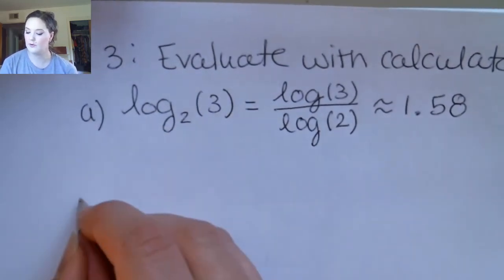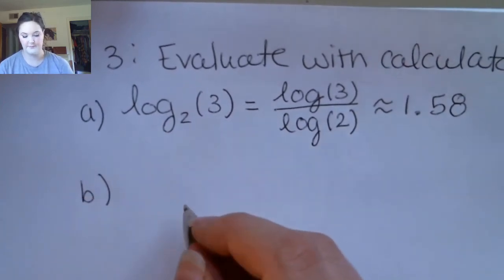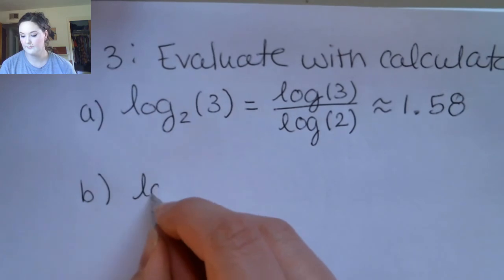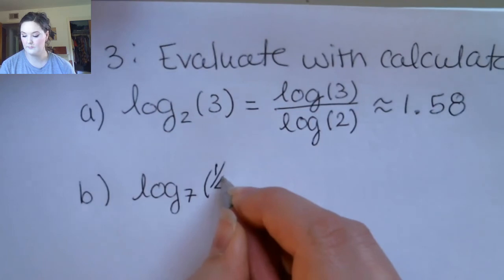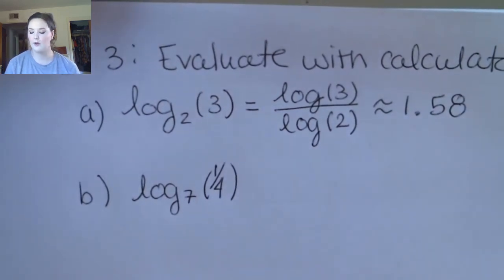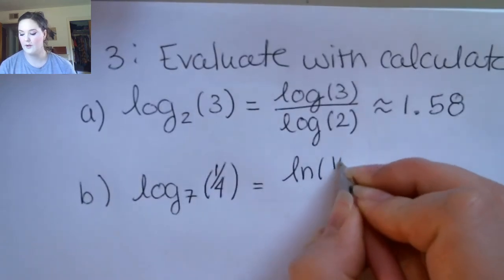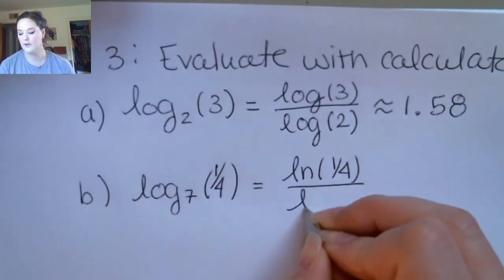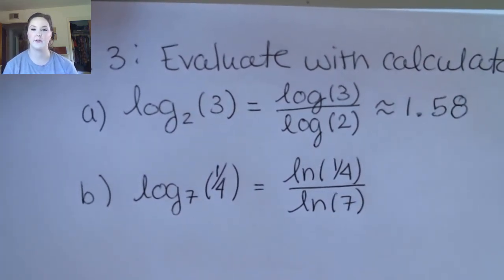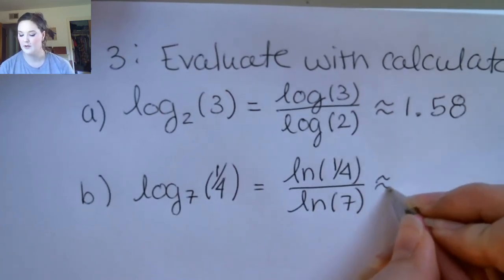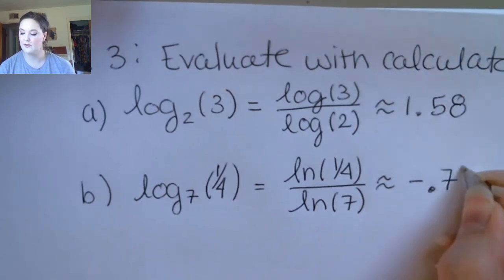Let's look at one more like that so we can see what it looks like with the natural log. We're going to do log base 7 of 1/4. This would give us natural log of 1/4 over natural log of 7. Again, you can use log base 10 or natural log. It really doesn't matter. You should get the same answer. This should give you approximately negative 0.71.